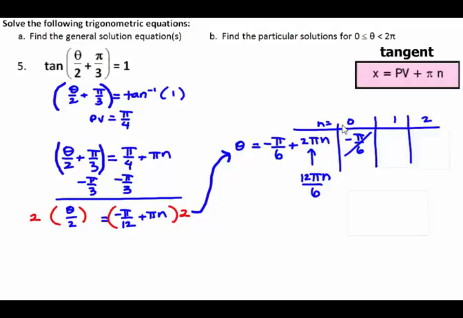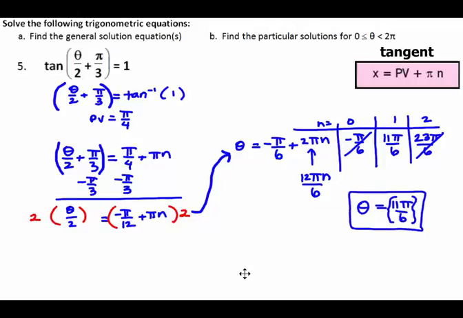Okay, so I'm going to add 12 pi n over, or 12 pi over 6. When n is 1, I get 11 pi over 6. That's almost at my boundary. If I add another one, now I'm too big. So I have exactly 1 particular solution from my one and only general solution equation. All right, so now we can solve trig equations. We can use our general solution equations. We've done sine and cosine and tangent.